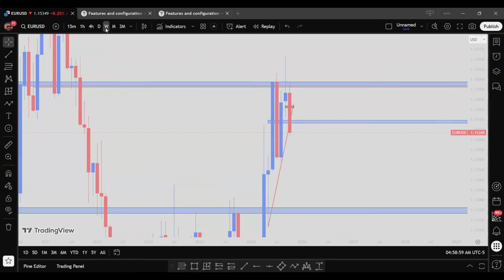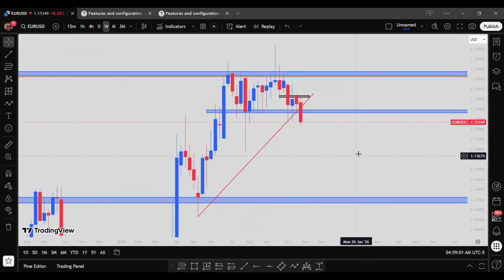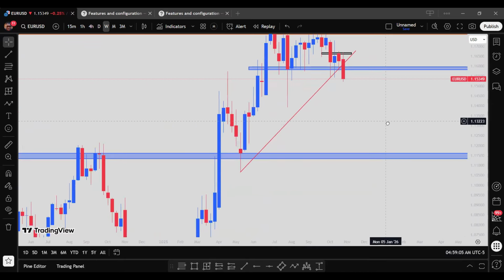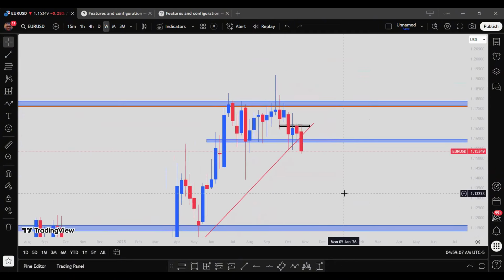So EURUSD is still looking very much bearish to me, and I'm still looking to short EURUSD. Price went to the 78.6 Fibonacci level, got into a major level, and that's why we are seeing all this downward movement on it.